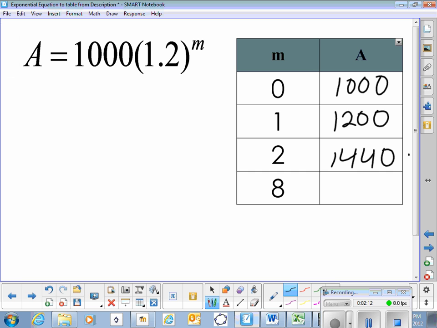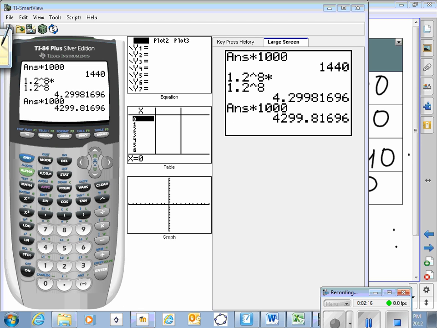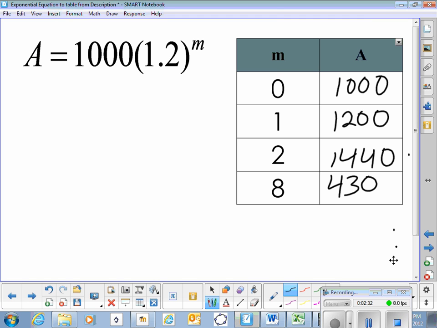1,440 ants. Now the 8th power: 1.2 raised to the 8th is 4.2998. If I multiply that by 1,000, I get 4,299.8. Well, we're talking about ants, so we're talking about whole numbers. If I round that up to the nearest whole number, that is 4,300 ants.